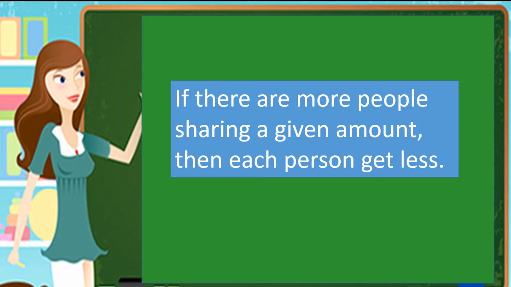So first example, if there are more people sharing a given amount, then each person gets less. Okay, so the answer is inverse variation. Why? Kasi pag dami ng tao na nag-share ng certain amount, eh syempre, pag-unti ng kanilang makukuhang amount. So, magkasalungat, tumataas yung isang quantity, yung isa naman bumababa. That's why it is an example of inverse variation.